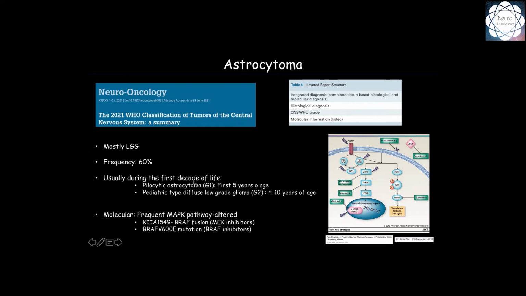They usually occur in the first decade of life. Pilocytic astrocytoma in younger patients, especially in the first 5 years of age, and pediatric type diffuse low-grade glioma a bit later, around 10 years of age. In general, they have some mutation of a molecule of the MAP kinase pathway, specifically KIAA1549-BRAF fusion and BRAF V600 mutation are the most frequently found, and it's very important to detect these mutations because both of them have specific targeted treatments.